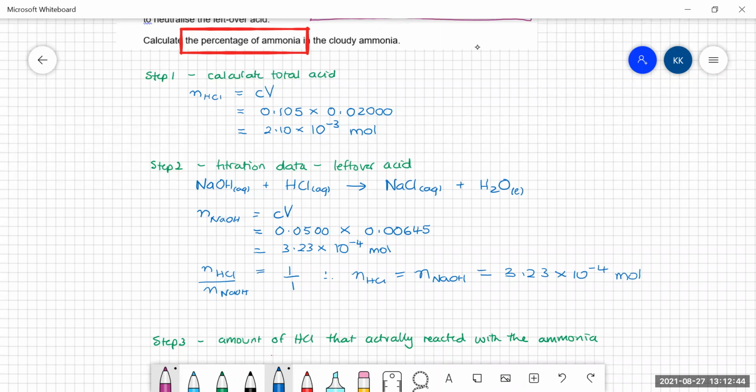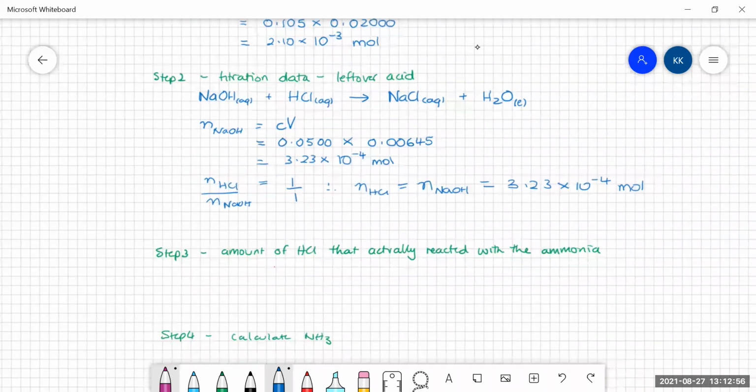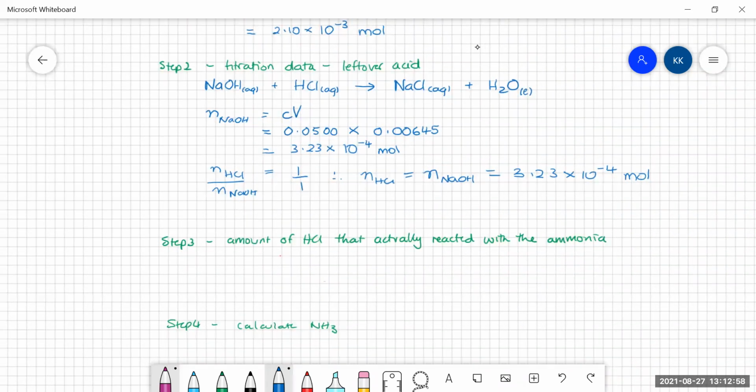All right, on to our next step, which is, of course, to work out how much of that total acid was left over. And of course, we do this by subtracting the leftover acid from the total acid. So let's have a look. So we want the amount, rather, that reacted with the cloudy ammonia.